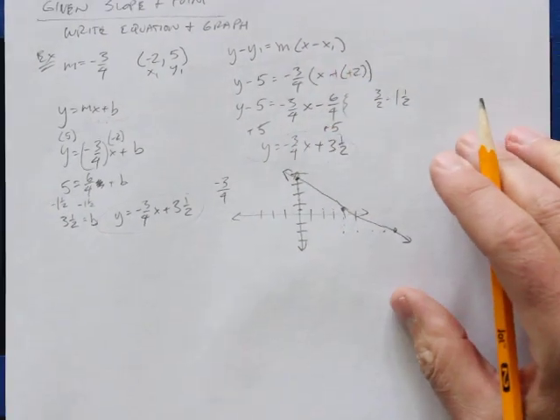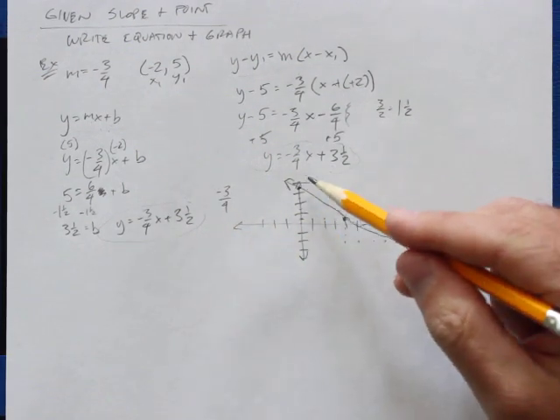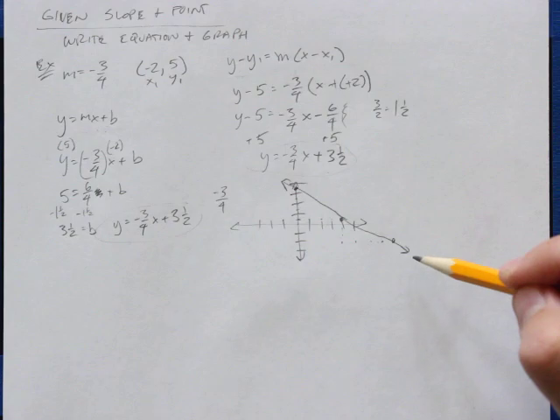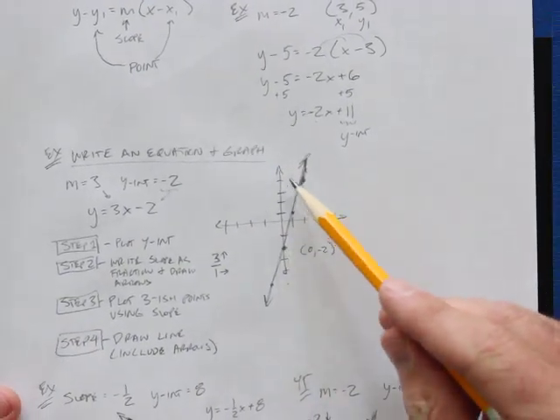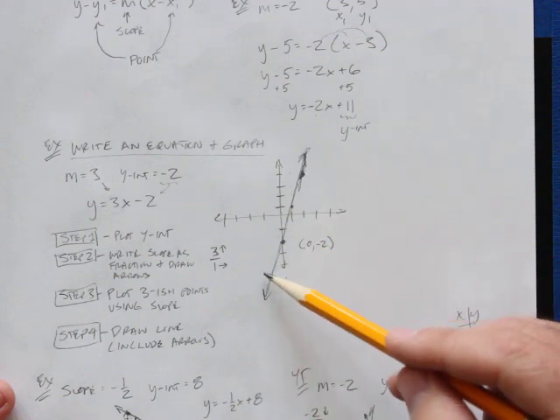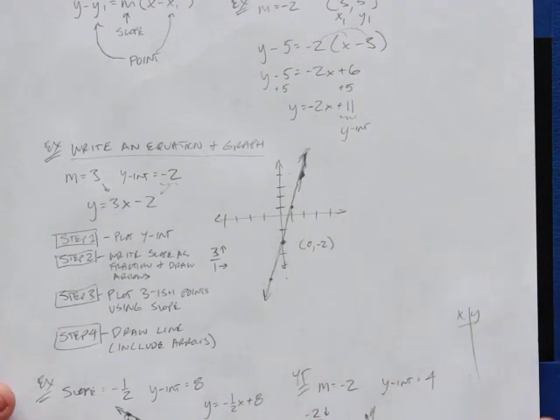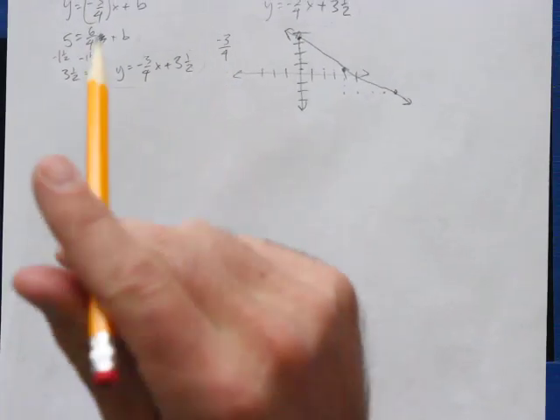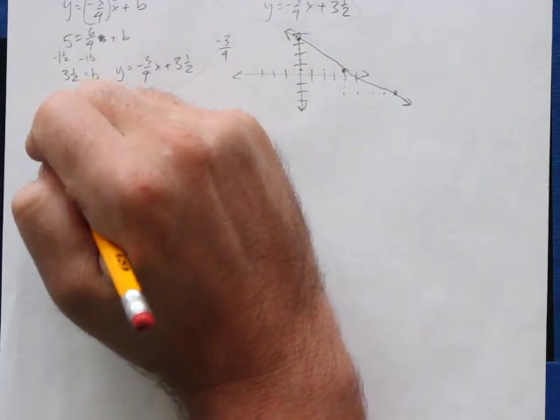And there I've graphed that line. Notice when my slope is negative, if I'm reading my graph left to right, it's going down, the line is going down. When my slope is positive, as in this case, when I look at my graph from left to right, the line is going up. You try.